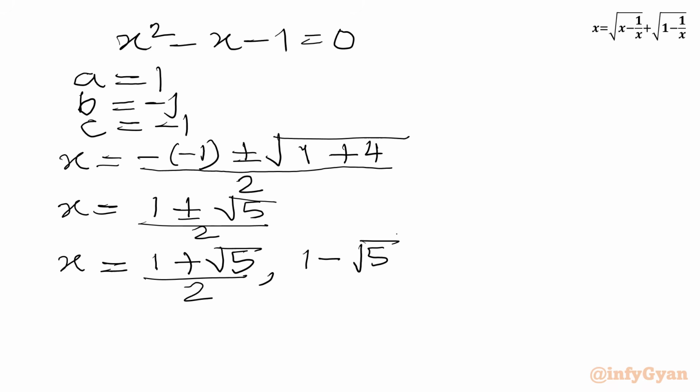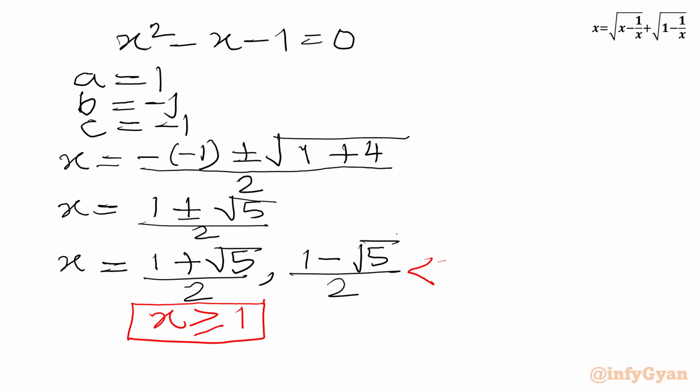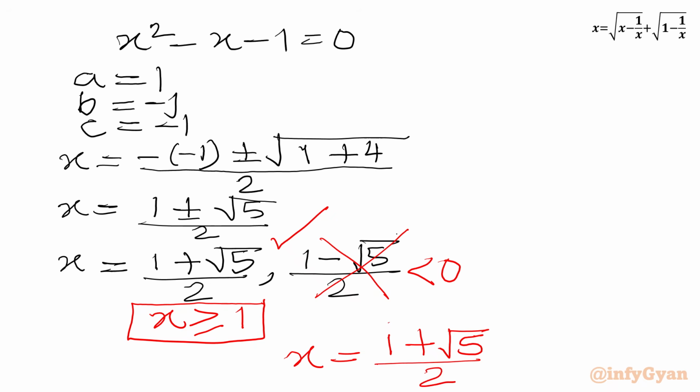Now we have a restriction on x. x should be greater than or equal to 1 for real x. So here this quantity is negative. We will reject 1 minus square root 5 over 2. We will accept 1 plus square root 5 over 2. So the only real solution which will satisfy our equation would be the golden ratio, 1 plus square root 5 over 2.